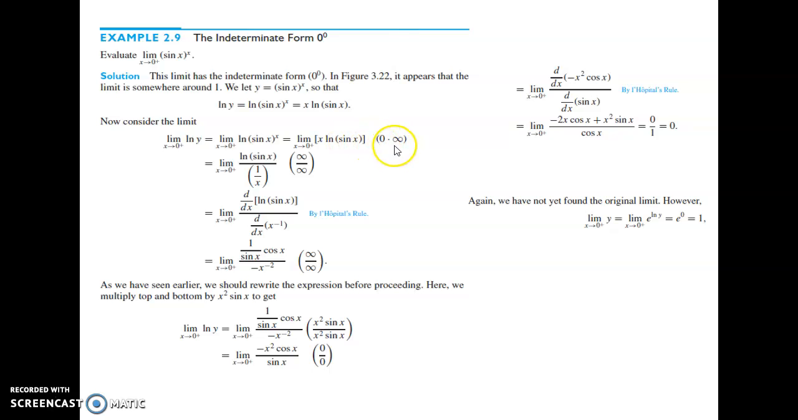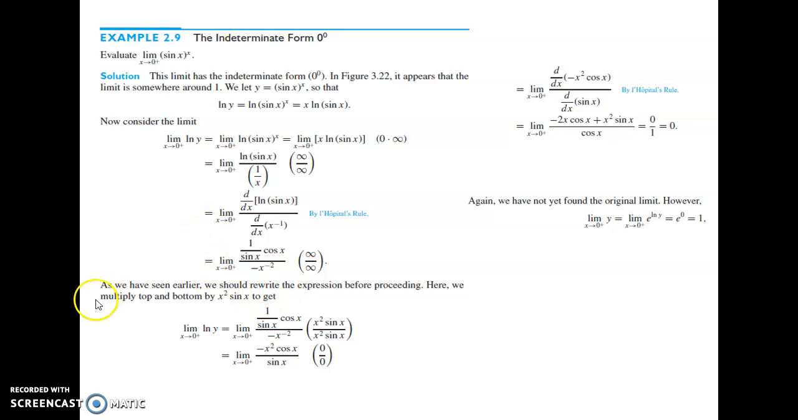Now I cannot use L'Hopital's rule here. So what I will do here is I will take this x, I will write as 1 by x. So now it becomes infinity by infinity. Then I will use L'Hopital's rule. I need simplification here, otherwise it will remain as it is. So the derivative of this and this, I have this. Again you have infinity by infinity.